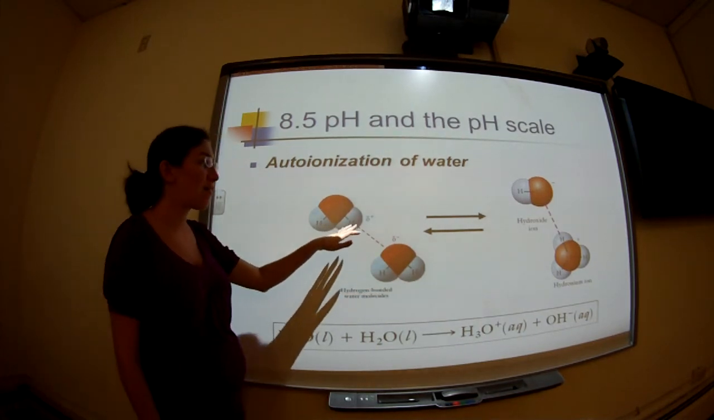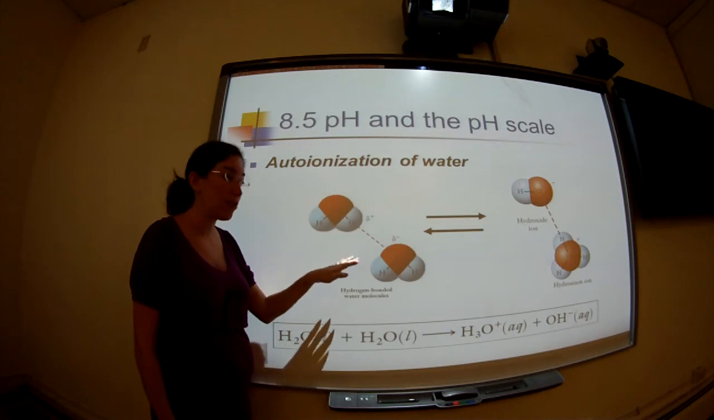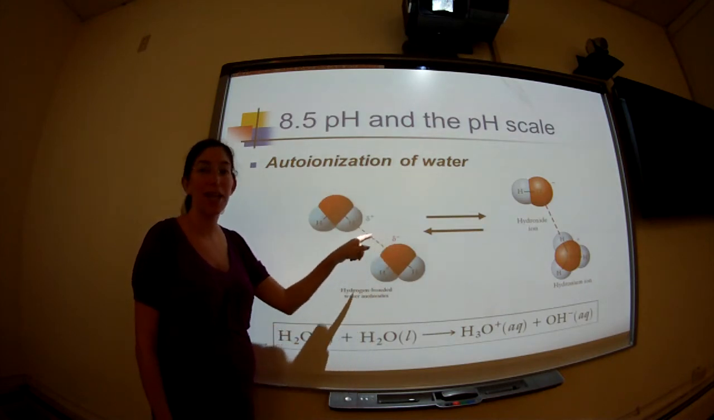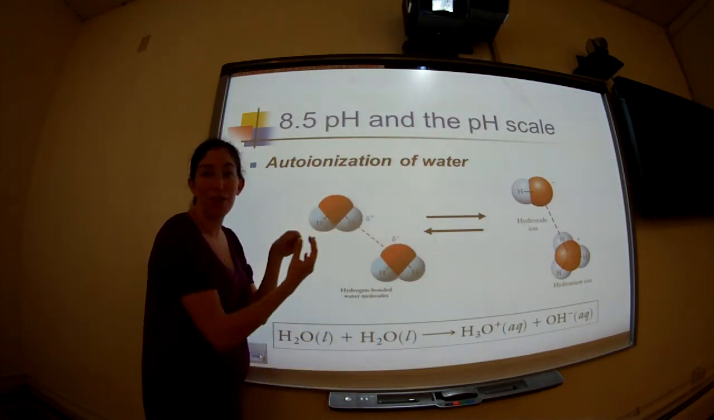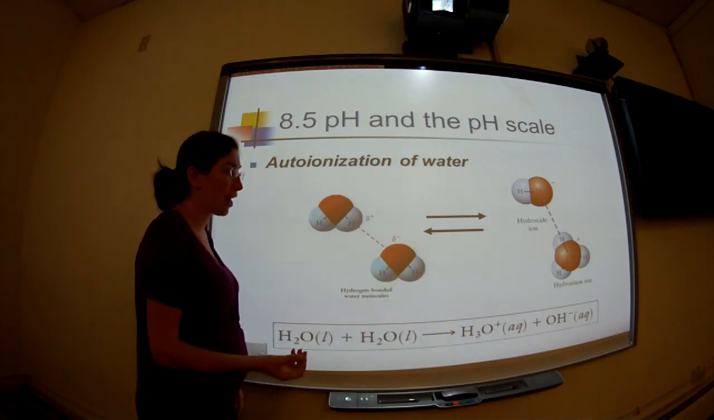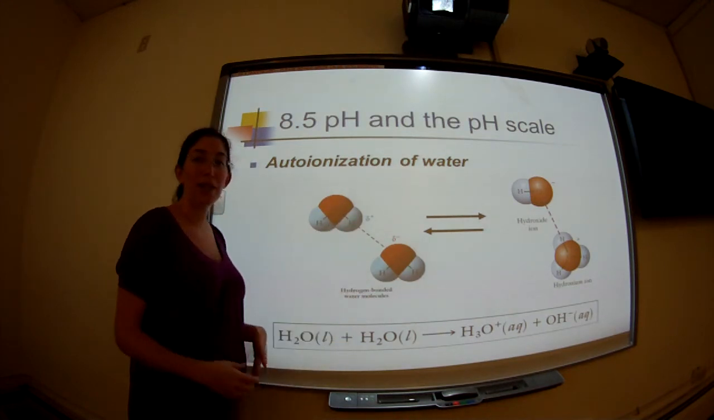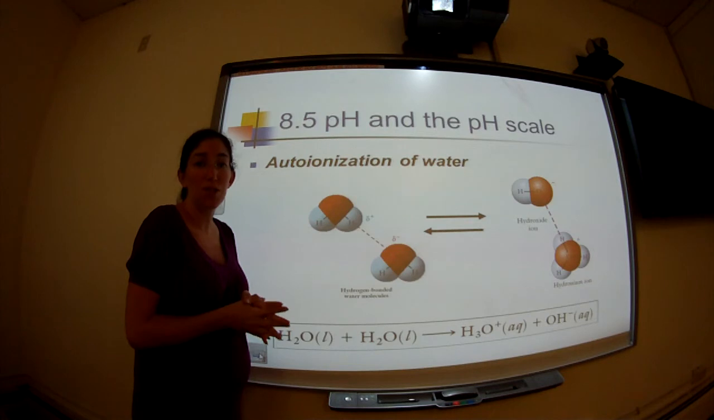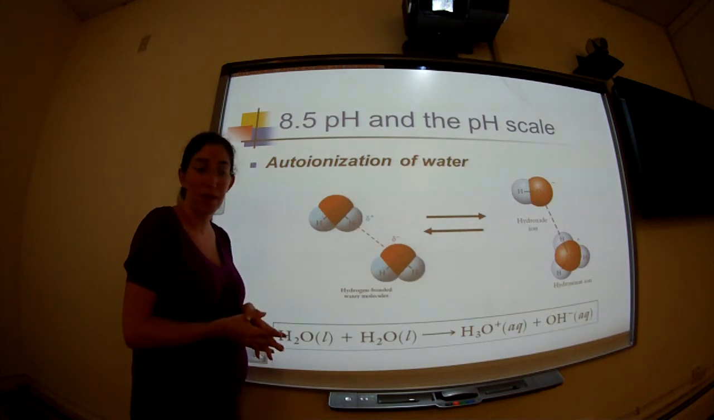The hydrogens have a slightly positive charge. The oxygen has a slightly negative charge. And they're attracted to each other through hydrogen bonding, okay? And that hydrogen bond is a strong bond. It's the strongest intermolecular force, right?